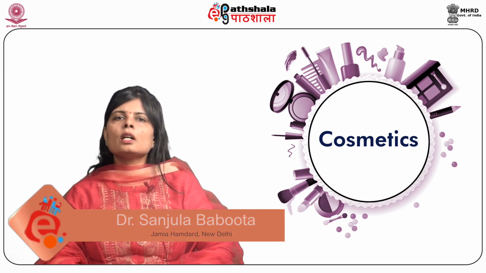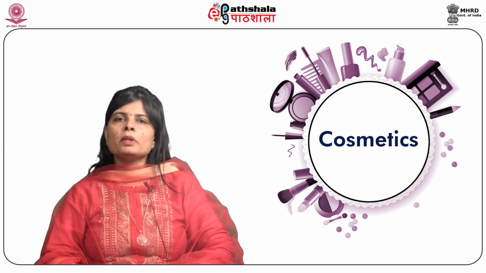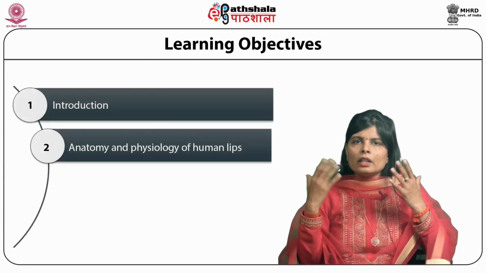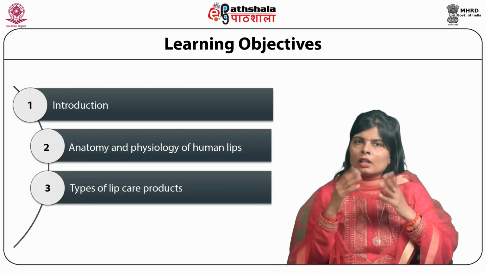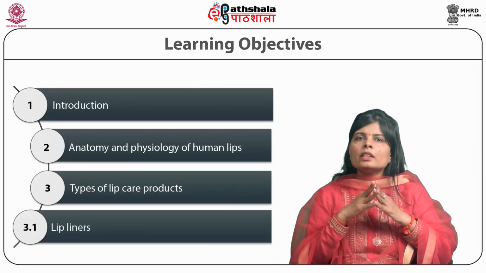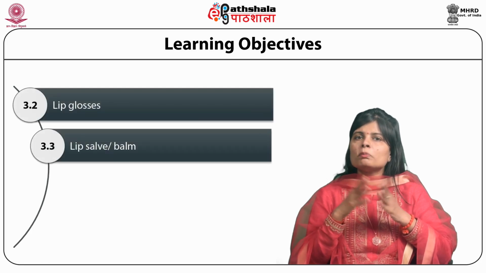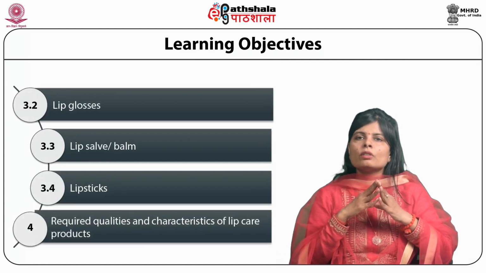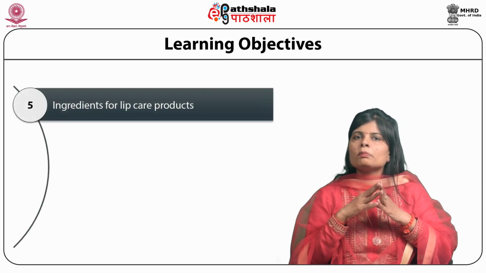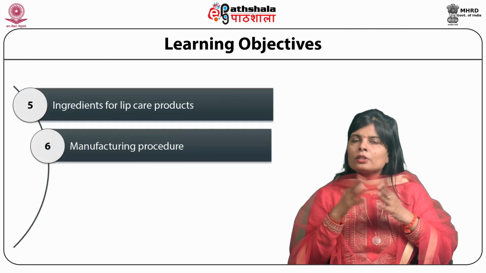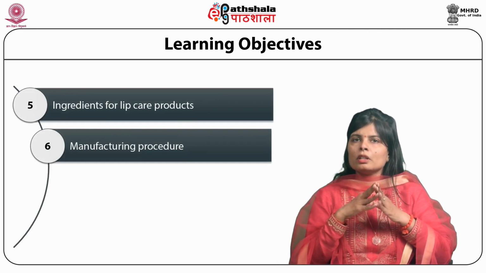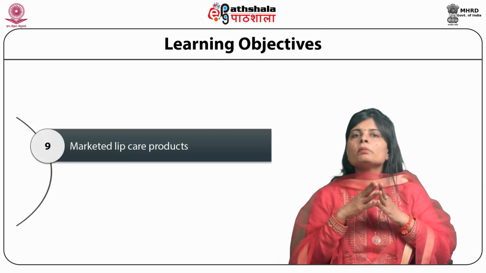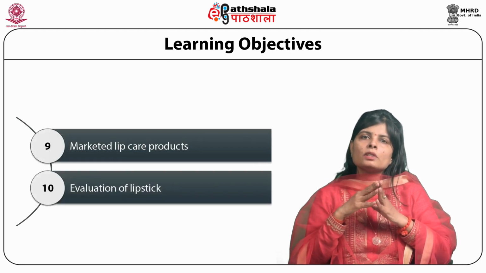Today we are going to discuss a module on lip care products under the paper Cosmetics. The objective of this module is to make you understand the anatomy and physiology of human lips, the types of lip care products, which are lip liners, lip glosses, lip salve or balm as it is commonly known, and lipsticks. We will also cover the required qualities and characteristics of a lip care product, the ingredients for lip care products, the manufacturing process and formulation of a lipstick, packaging of lip care products, marketed lip care products, and evaluation parameters for lipsticks.